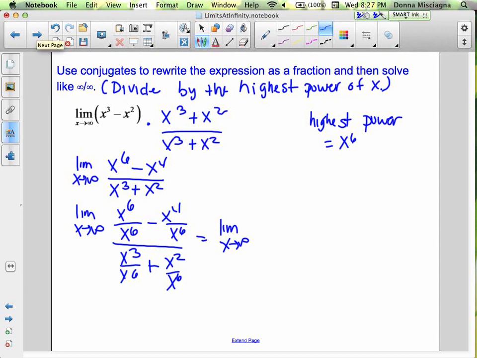We have the limit as x approaches infinity. x to the 6th divided by x to the 6th, of course, that's 1. And then x to the 4th divided by x to the 6th, that's going to be 1 over x squared. Remember, you can just subtract exponents when you're dividing. x cubed divided by x to the 6th is just going to be 1 over x cubed. And then plus x squared divided by x to the 6th is going to be 1 over x to the 4th. Now we can evaluate.